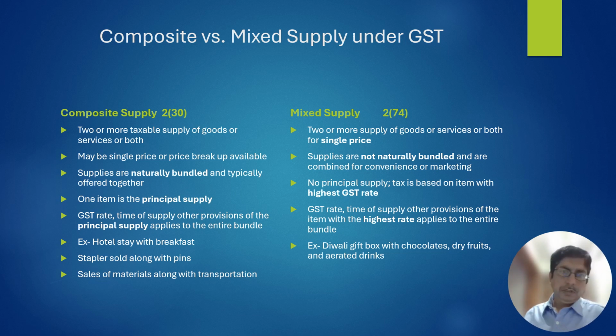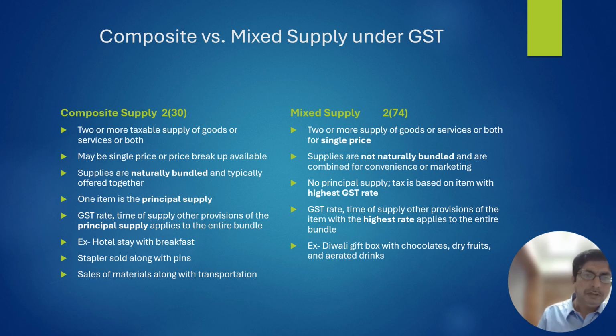Let's take an example: a stapler is sold along with stapler pins. Stapler is chargeable to tax at the rate of 18%. Stapler pins are chargeable to tax at the rate of 28%. And it is available in a bundle. Then the whole bundle will be treated as a supply of stapler, and GST at the rate of 18% is chargeable. So the supply of pins is a supplementary, secondary supply. It will take the color of the principal supply. It does not have a separate existence.